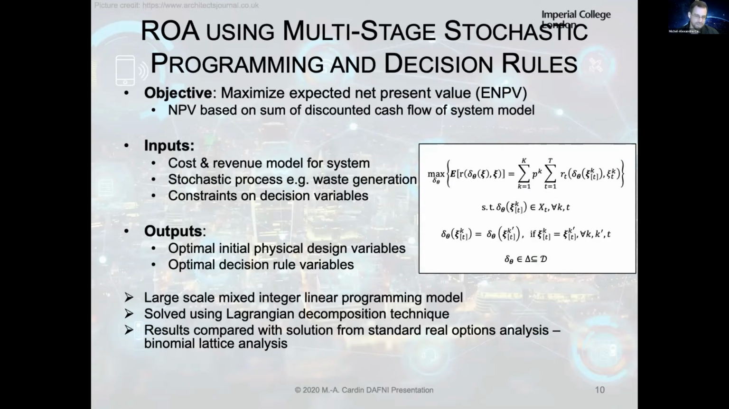So you model it as an if-then-else statement. If the waste amount reaches a certain level, then we will expand capacity. Otherwise, we don't do anything. But you can treat these variables, both physical and decision rule variables, and optimize them from a stochastic standpoint. And what that does is help combine, or marry, if you will, the physical design elements with the managerial aspects of the system.